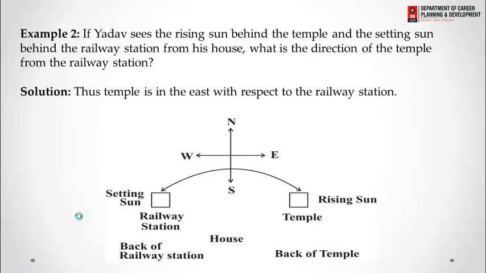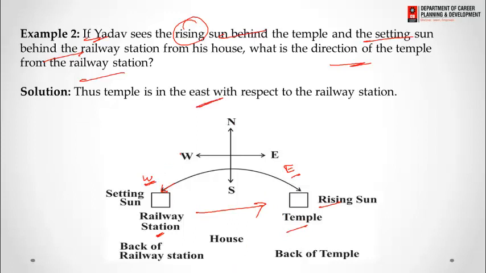Now the next example: if Yadav sees the rising sun behind the temple and the setting sun behind the railway station from his house, what is the direction of the temple from the railway station? Here we need to understand the sun sets in the west, so west is the direction of the railway station, as the sun rises in the east, which is the direction of the temple. So the temple is in the east of the railway station. Hence the solution of this question is the east direction.